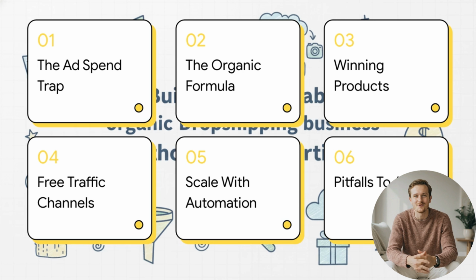Here is exactly what we're covering today. First, the ad spend trap. Then, the organic formula. Third, winning product criteria. Number 4, 4 free traffic channels. 5, scaling with automation. And finally, number 6, pitfalls to avoid.